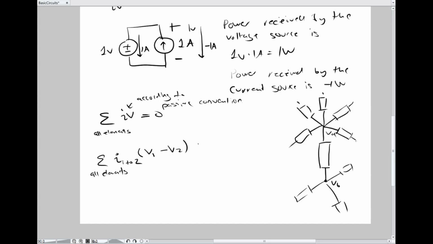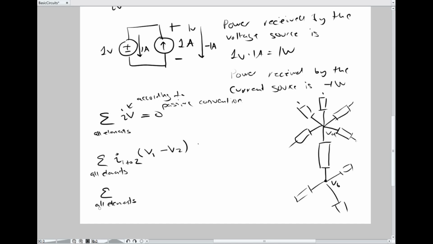Now, we're summing over all the elements. But for each place an element goes into a node, you get a term in the sum, right? So each element gives you two terms in the sum, one for each node. And for every node, every element connected to it makes a term in the sum connected to that node, right? So this is going to be the sum over all elements. This may be confusing, but I don't know any better way to explain it.